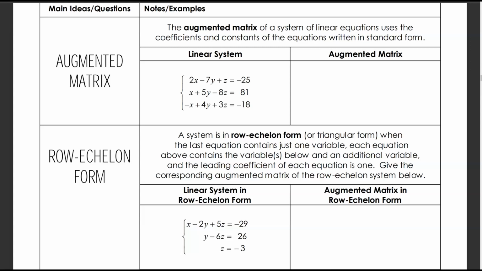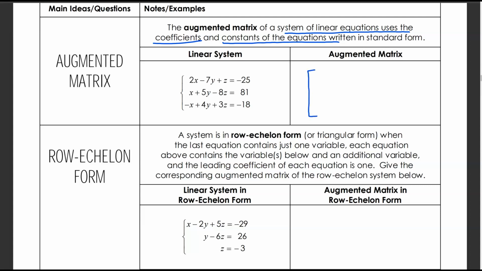All right, in this video, we're going to be looking at augmented matrices and really get introduced to Gaussian elimination. So let's start off with an augmented matrix. An augmented matrix of a system of linear equations uses the coefficients and constants of the equations written in standard form. So unlike the last video, here we're writing everything as one matrix, not separate matrices.